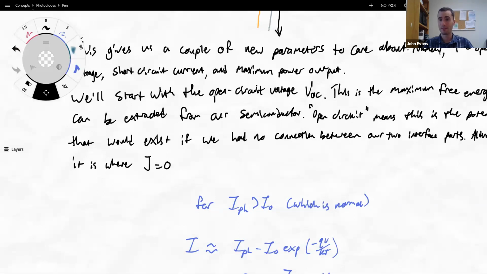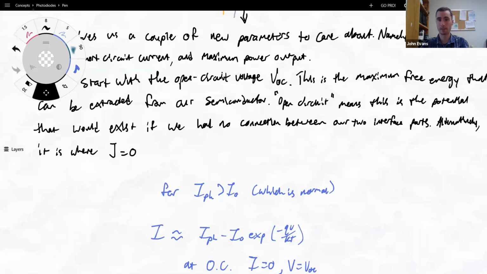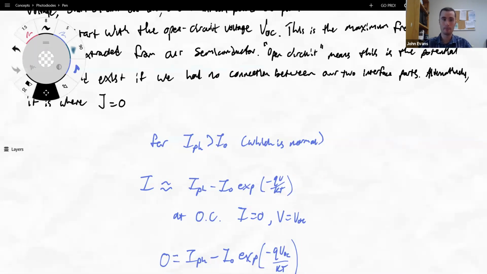Now before, the open circuit voltage was 0, because if there's no current flowing, that means we're at equilibrium, which also means that we're not applying any voltage. But now we can apply voltage and still get to a point where our current is 0. So let's solve for what that looks like.